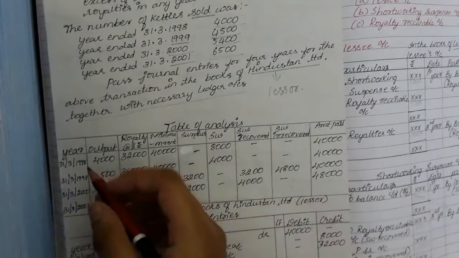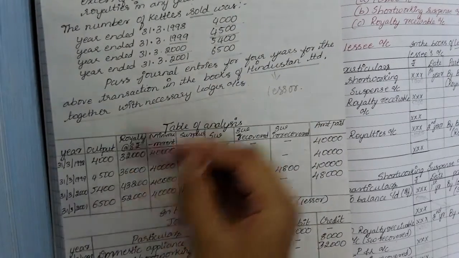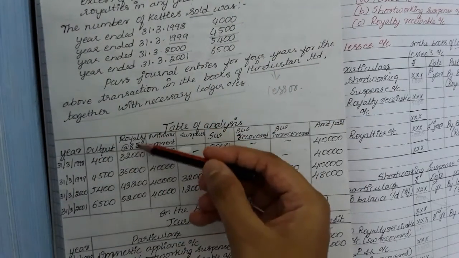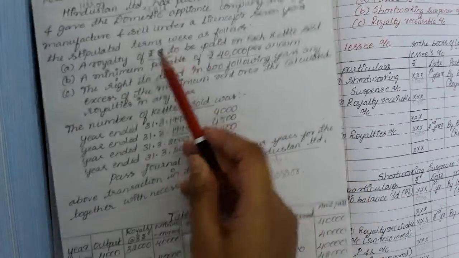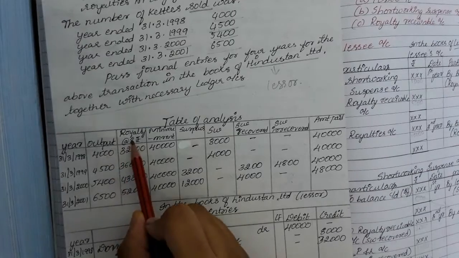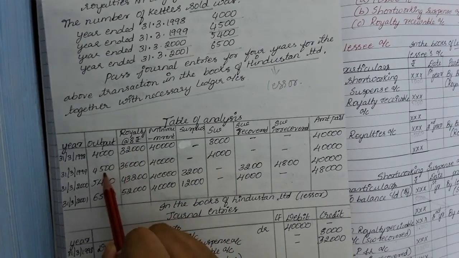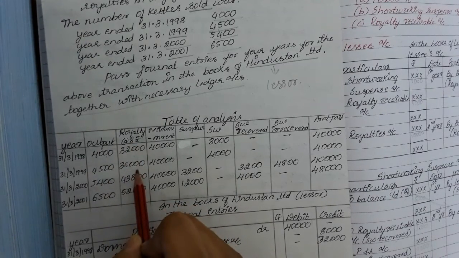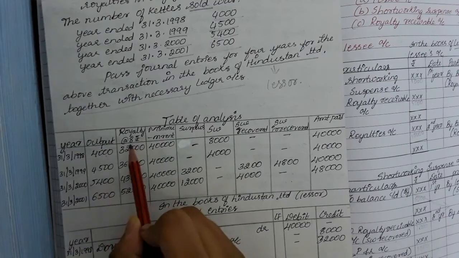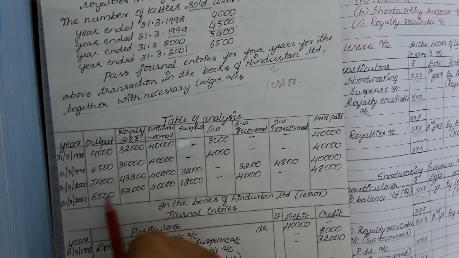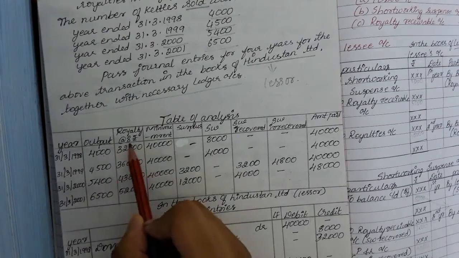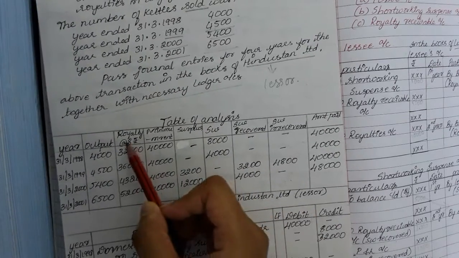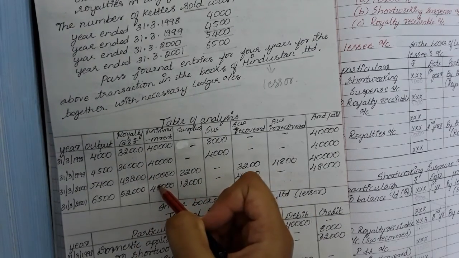So see, you will first write the years and all the outputs. Now you need to calculate the royalty. How to calculate the royalty? Royalty is ₹8 per kettle. So 4,000 multiplied by 8 is 32,000. 4,500 multiplied by 8 is 36,000. 5,400 multiplied by 8 is 43,200. 6,500 multiplied by 8 is 52,000. So that is the calculated royalty.